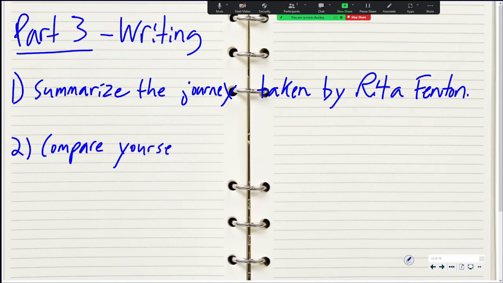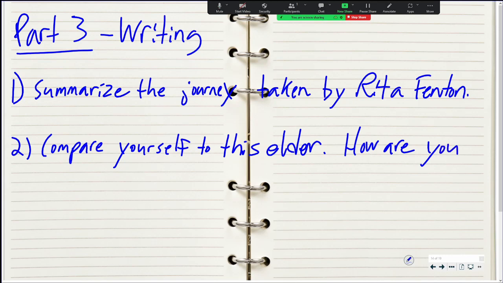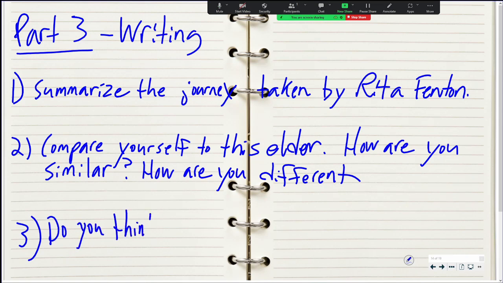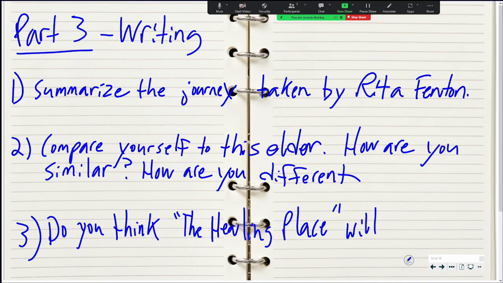And then we could say, you're asked to compare yourself to this elder. How are you similar to her? And how are you different? And an opinion question is, do you think, and then you'll learn what this is in a second, do you think, quote, the healing place will be successful? Why or why not?